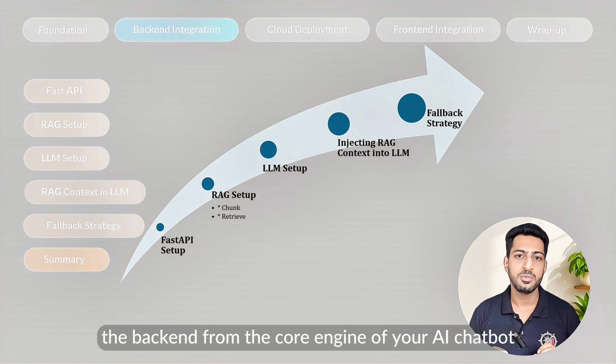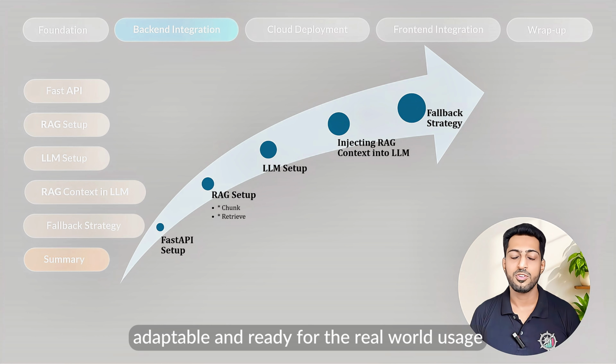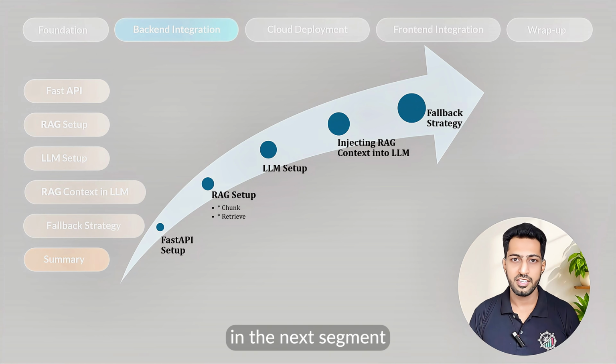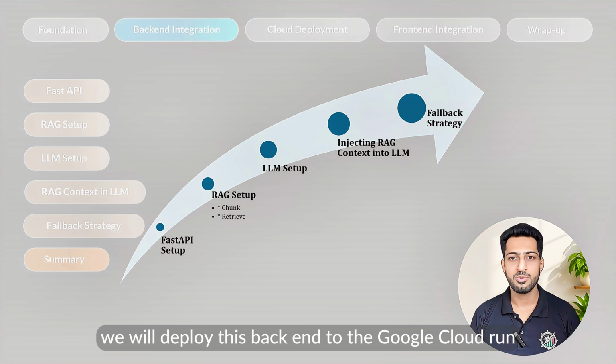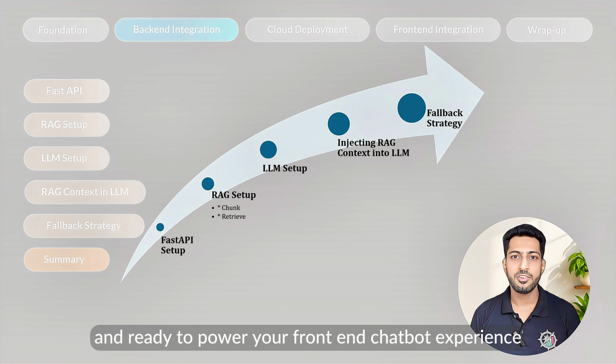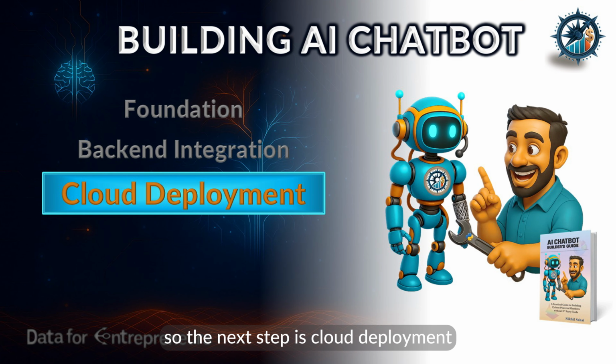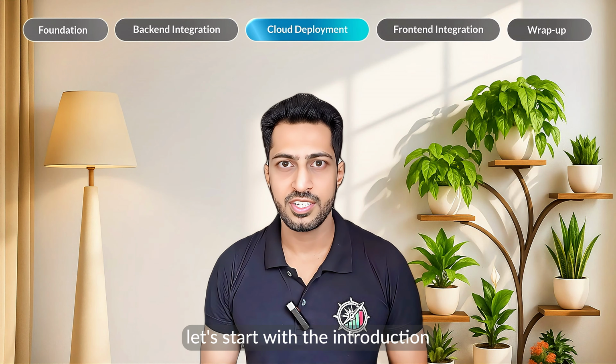The backend forms the core engine of your AI chatbot. It's now intelligent, adaptable, and ready for real-world usage. In the next segment, we will deploy this backend to Google Cloud Run so it is accessible from anywhere and ready to power your front-end chatbot experience. So the next step is cloud deployment. Let's start with the introduction.